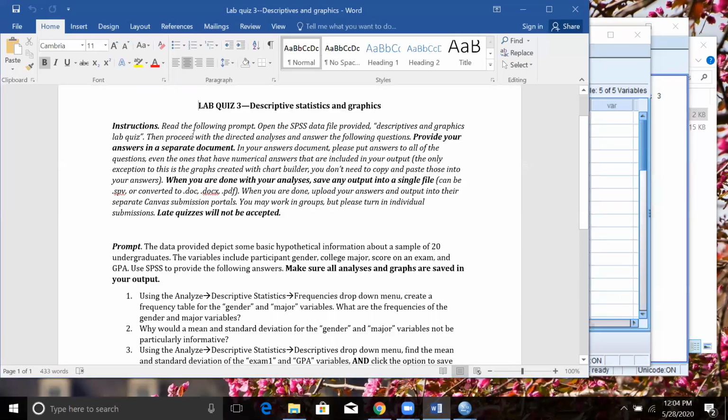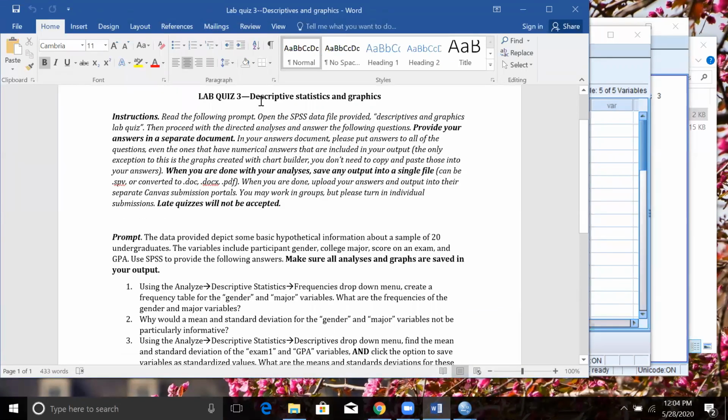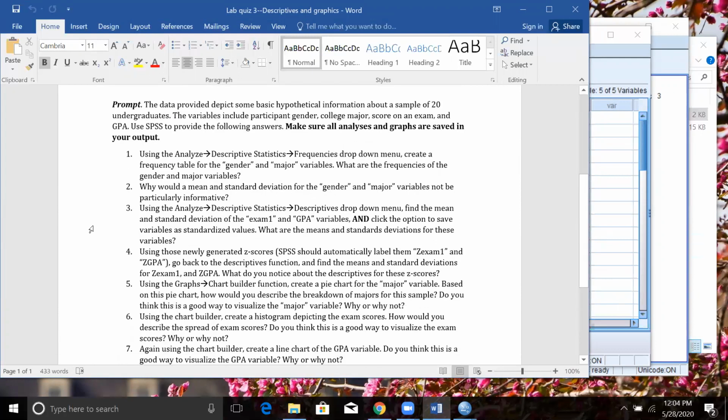So the instructions for this lab quiz are the same as the last one. You're going to want to write your answers in one document and keep your output open as you're doing your analyses, and then save them when you're done. So the prompt reads, the data provided depicts some basic hypothetical information about a sample of 20 undergraduates. The variables include participant, gender, college major, score in an exam, and GPA. Use SPSS to provide the following answers.